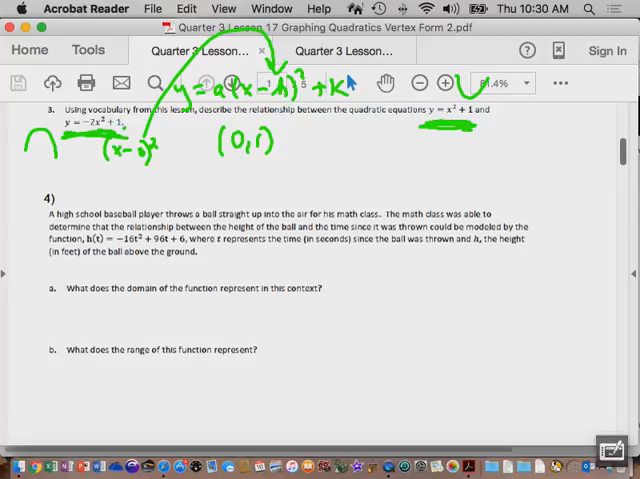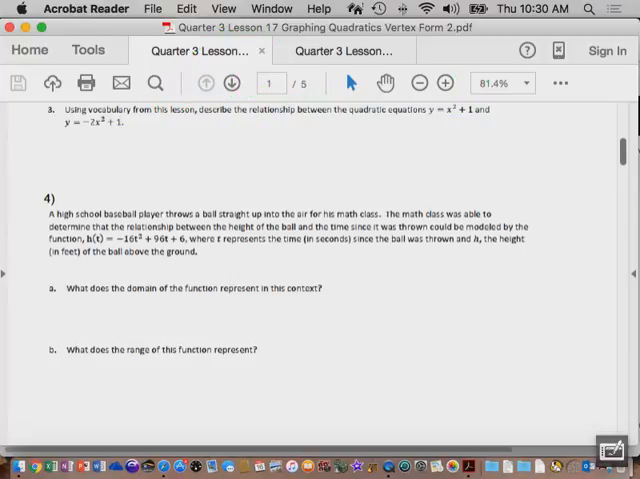Now, my next question is this. I'm going to write the equation of a parabola in vertex form. I want you to predict what you think this parabola will look like, and then I want you to put it into your graphing calculator and see if your prediction is right.